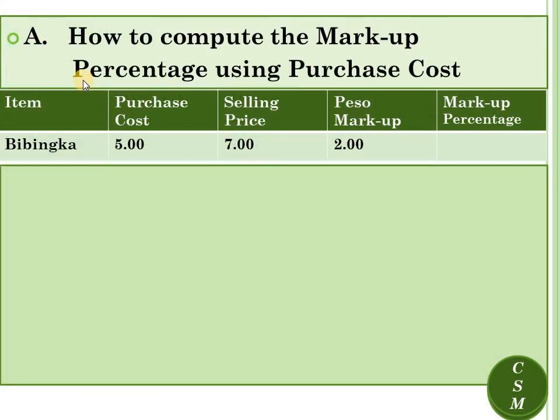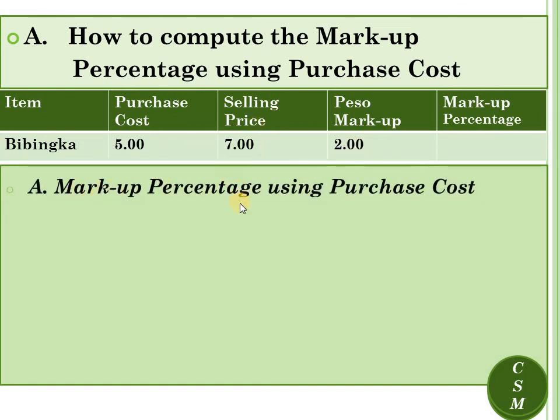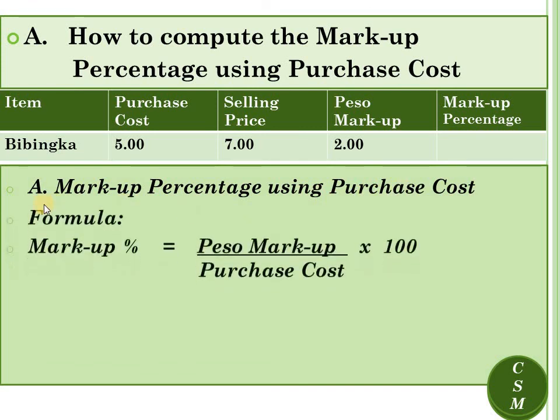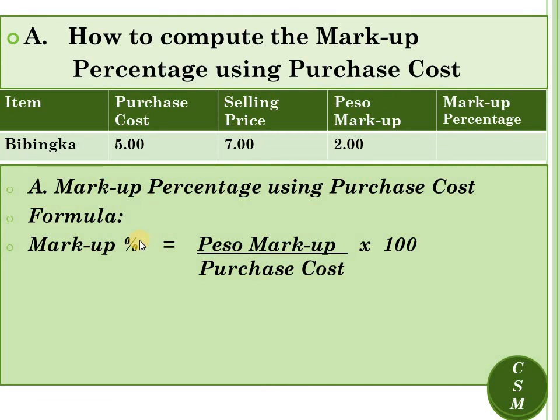Let's have our computation. How to compute the markup percentage using purchase cost. For our tabulation, we have bibingka, 5 pesos, our selling price, 7 pesos, our peso markup at 2 pesos. To compute for markup percentage using purchase cost, we have the formula: markup percentage equals peso markup divided by purchase cost times 100.